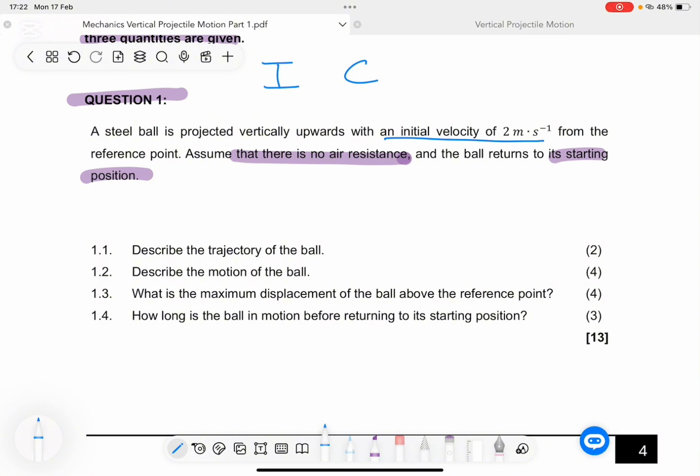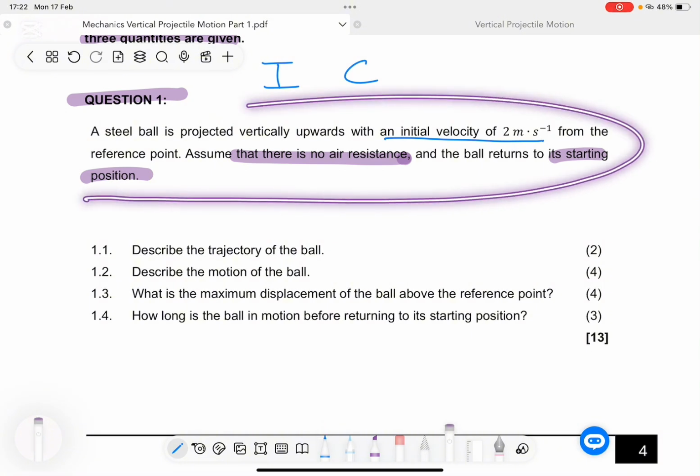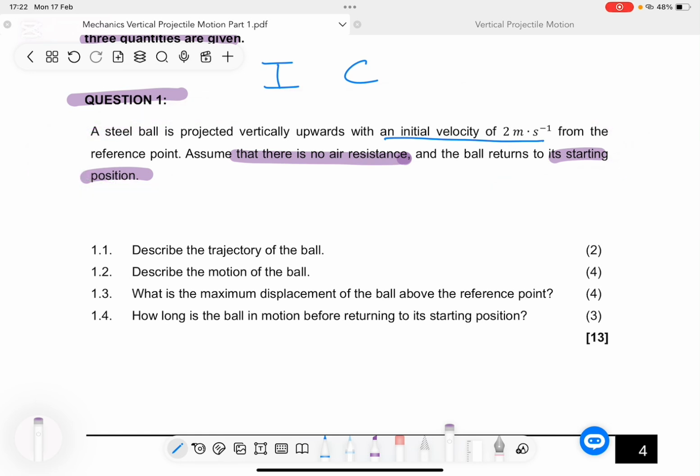So for me, we try to see where this information fits. What topic is this? What can we say is the best topic to use here, or that is applicable? When I look at this problem, words such as "projected vertically upwards" already give me hints that we're dealing with vertical projectile motion, as we described it in our previous lesson, part 1 of this lesson.